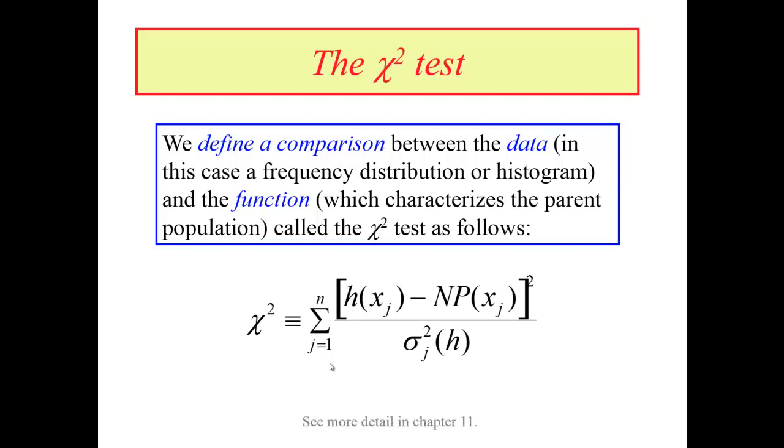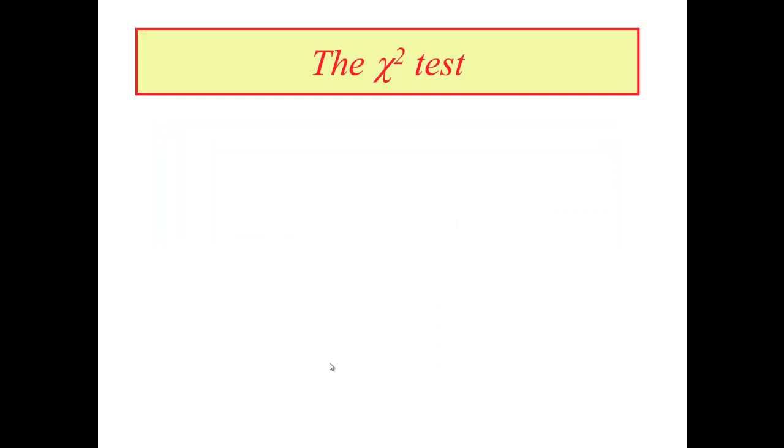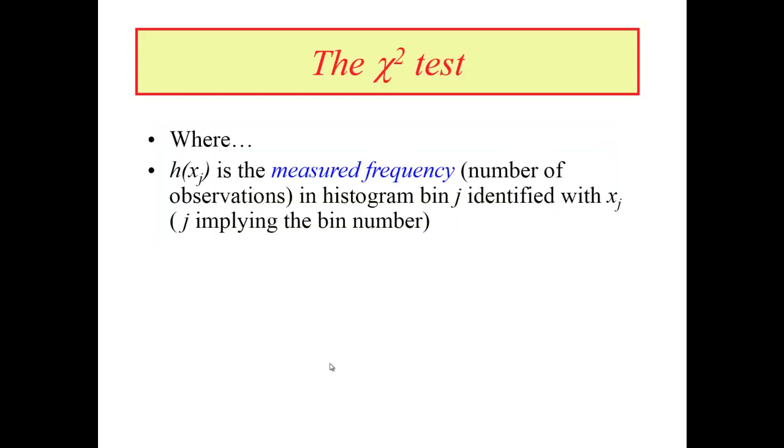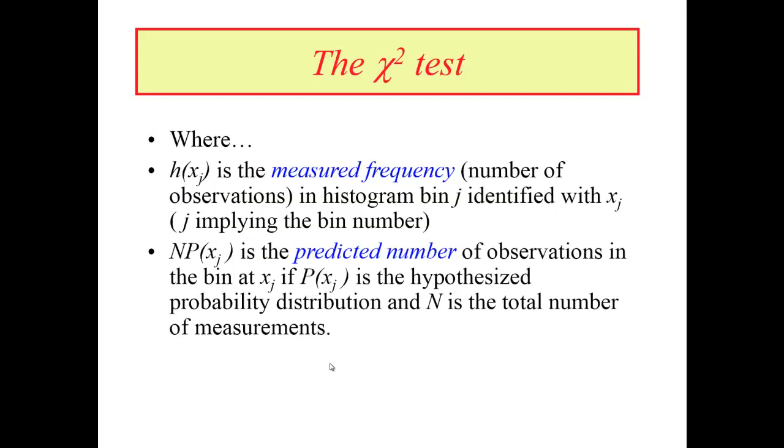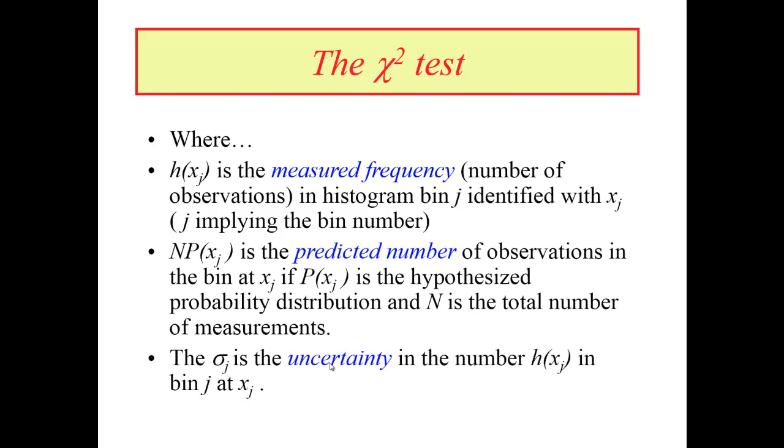So there's more detail on this function and what it means and what it's used for in Chapter 11, and we'll get there eventually in the course. But for now, let's just make sure that we understand all those terms that are in the function. So the h is the measured frequency, or the histogram bin, or the number of times that we observe that value x_j, which corresponds to the value in that bin. N times p is the predicted number of observations, and sigma is the uncertainty.